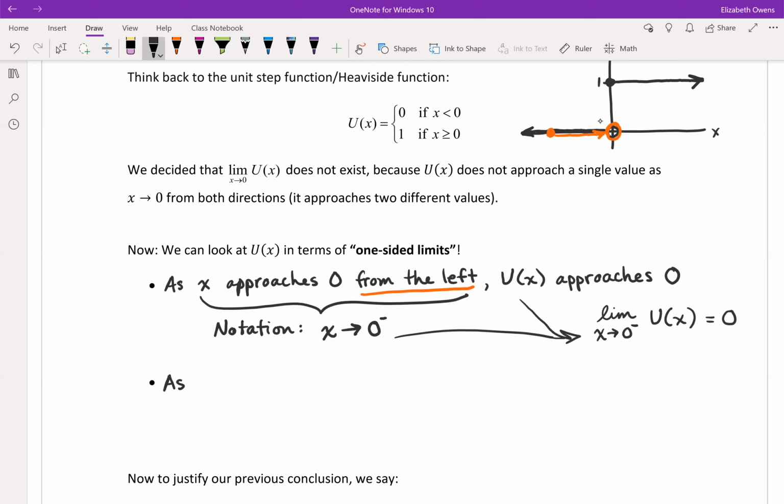We're going to see as x approaches 0 from the right, what is going on here? U of x approaches, you might be able to guess it by looking at the graph. Let's see if you got it.